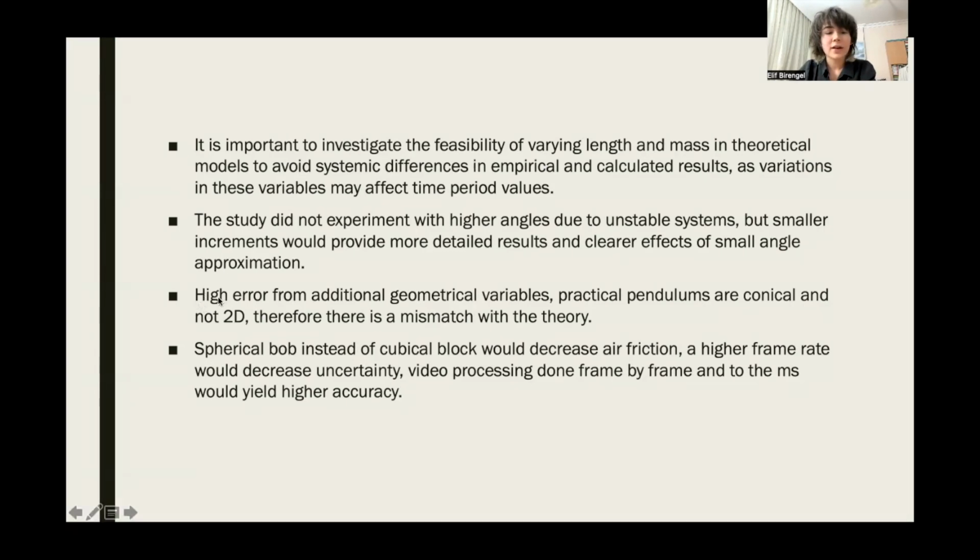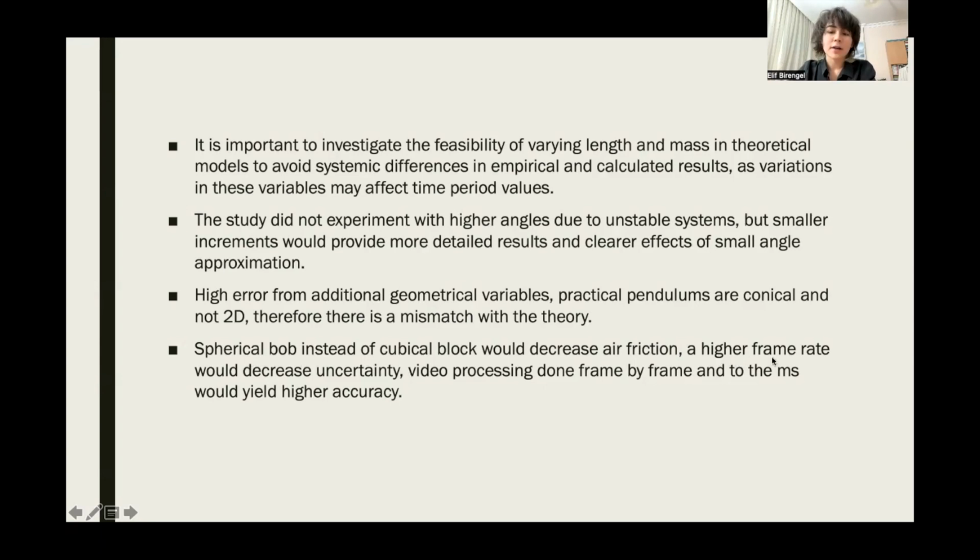And actually, a high error comes from additional geometrical variables. That is, practical simple pendulums are not linear, they are more conical. So I could have used conical pendulum-based models for my theory. And instead of a cubical block, I could have used a spherical bob to decrease air friction.